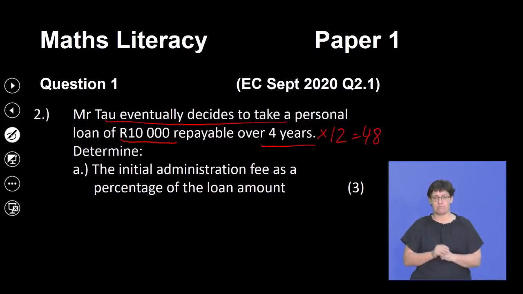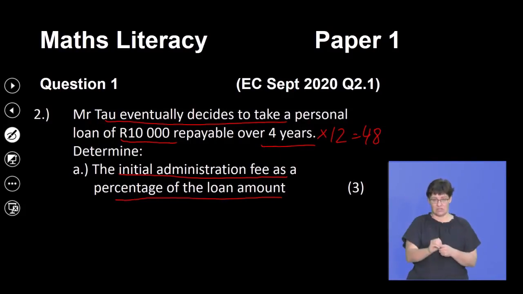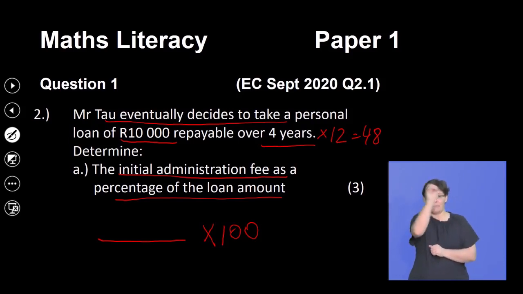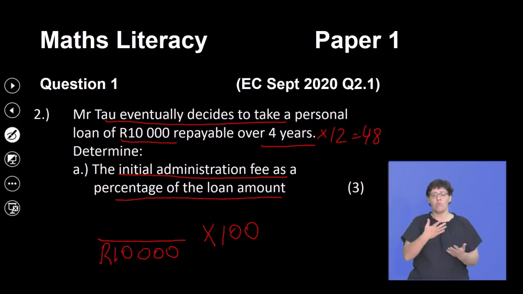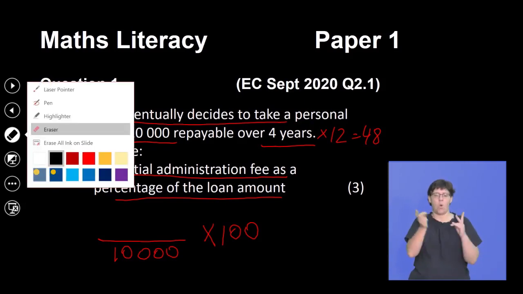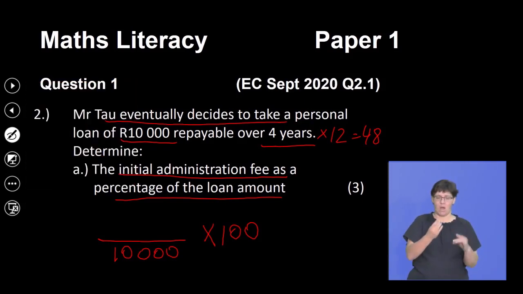Okay. The initial administration fee, we need to determine the initial administration fee as a percentage of the loan amount. So when we get a question with percentage, the first thing we know is we're going to times by 100. I'm also taking my fraction. So I'm looking for the words "as a percentage of". So it's of the loan amount. My loan amount was my 10,000 Rand. Now, if you'd like, and it's sometimes easier, you can leave out the unit there because it makes it easier to work with the numbers without the unit.